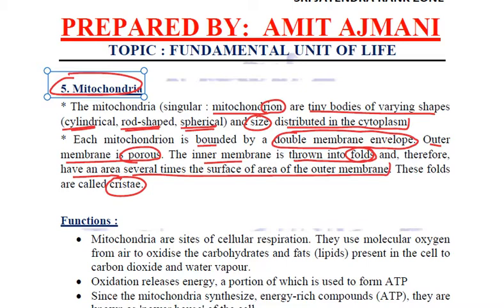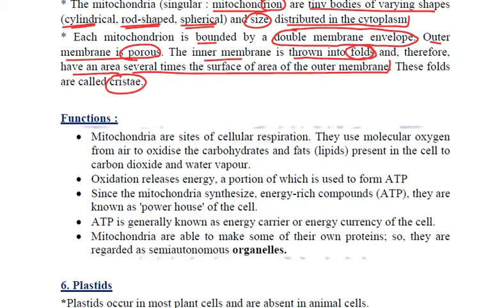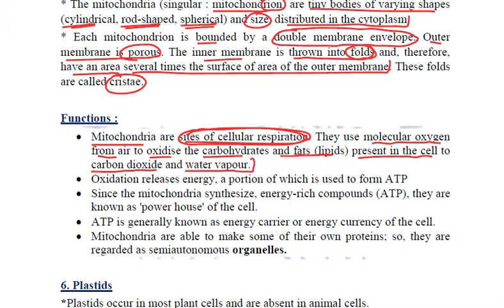Clear? Now the functions of mitochondrion, very important. These mitochondria are the sites of cellular respiration. They contain strong oxidative enzymes and they use molecular oxygen from air to oxidize the carbohydrates and fats which are present in the cell and convert them to carbon dioxide and water vapor, which we call the process of respiration. This oxidation releases energy and a portion of this energy is used to form ATP.